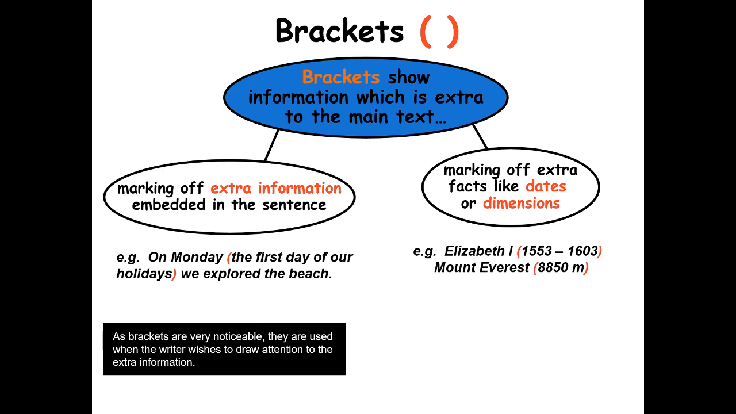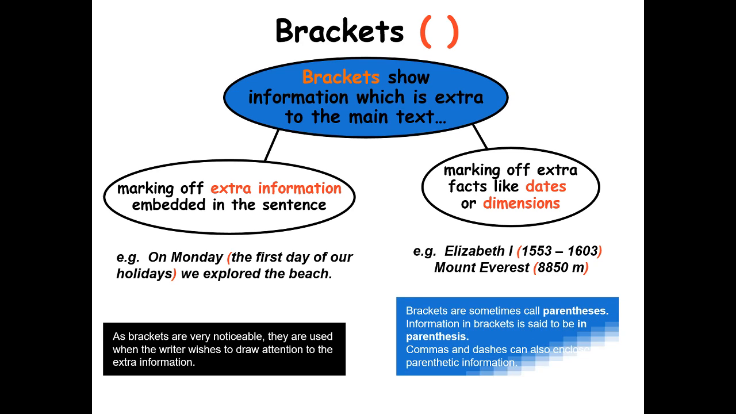As brackets are very noticeable, they are used when the writer wishes to draw attention to the extra information. Brackets are sometimes called parentheses. Information in brackets is said to be in parentheses. Commas and dashes can also enclose parenthetic information.